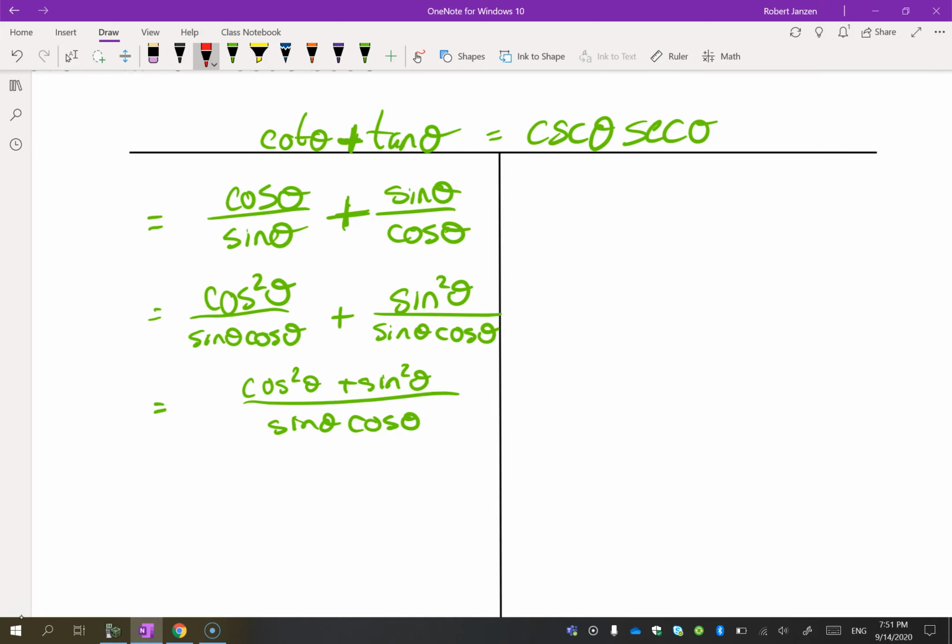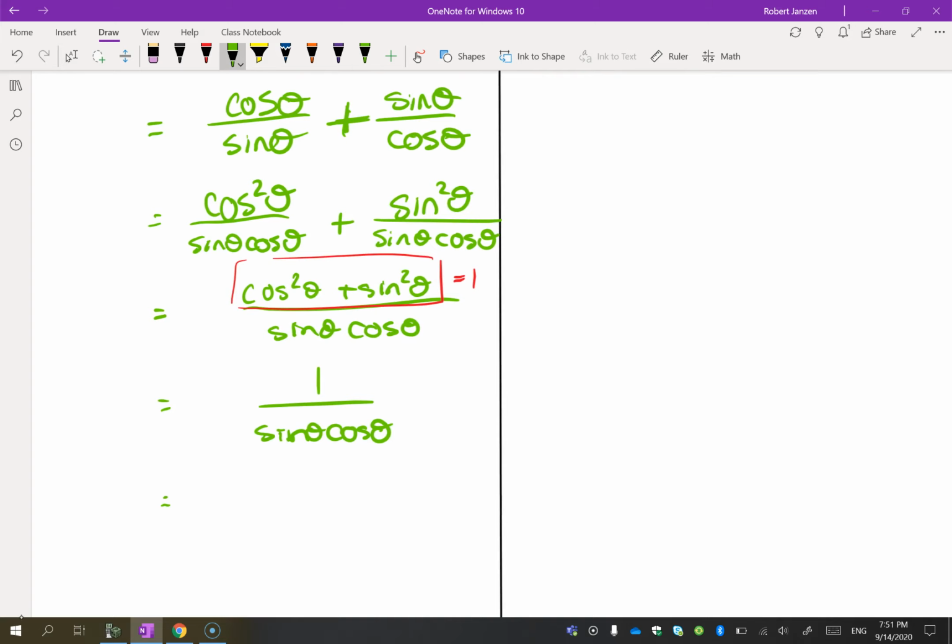And here's where we need to be good at recognizing what this is. This is one of the identities we learned today. It equals 1. So now you have 1 over sine cos. And what is 1 over sine? That's cosecant. What is 1 over cos? Secant. And there we have that proved.